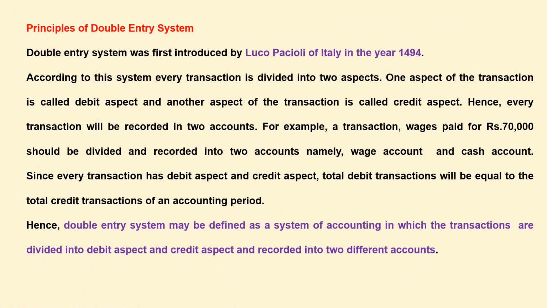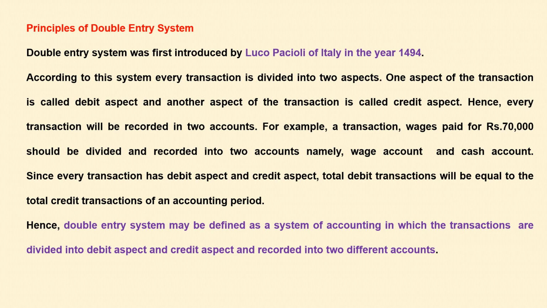Now let us study about the principles of double entry system. Double entry system was first introduced by Luca Pacioli of Italy in the year 1494. According to this system, every transaction is divided into two aspects. One aspect of the transaction is called debit aspect and another aspect of the transaction is called credit aspect. Hence, every transaction will be recorded in two accounts.